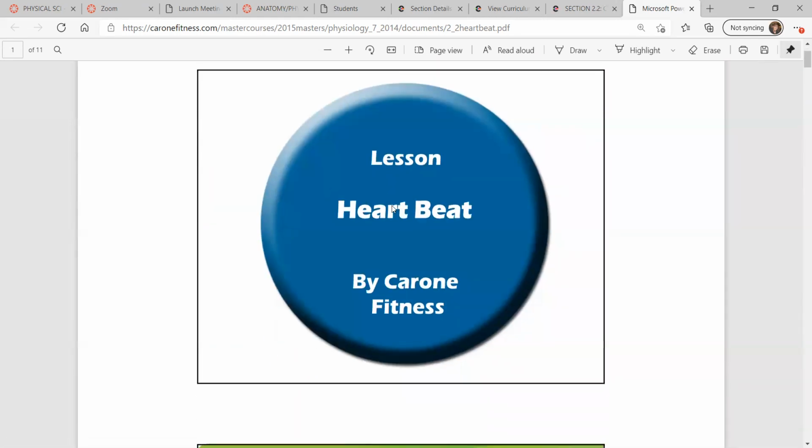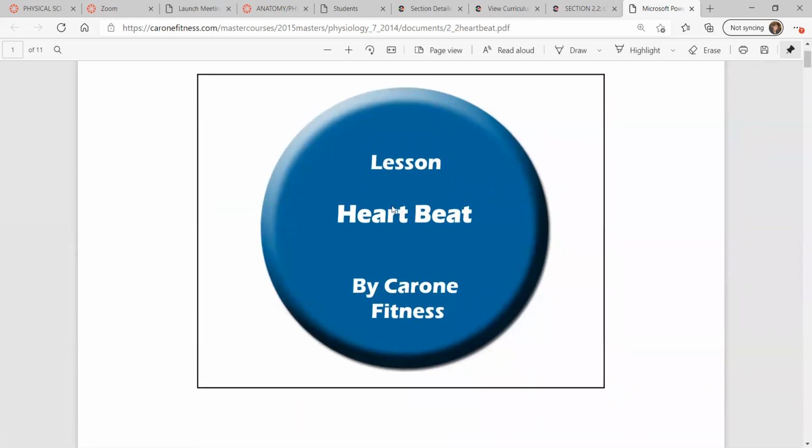So that's it for the heartbeat lesson. And next time we're going to look at the issues that can result from the heart not behaving in the right way. But we'll get to that next time.